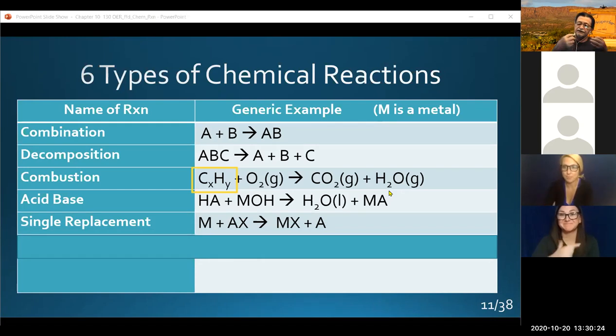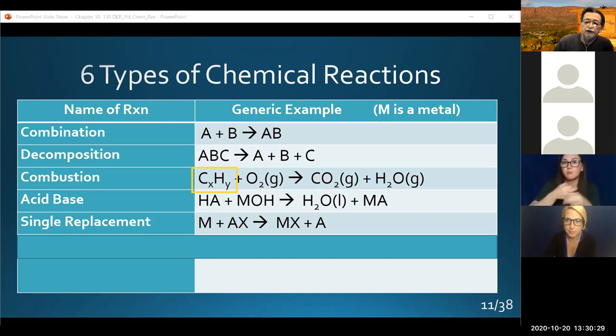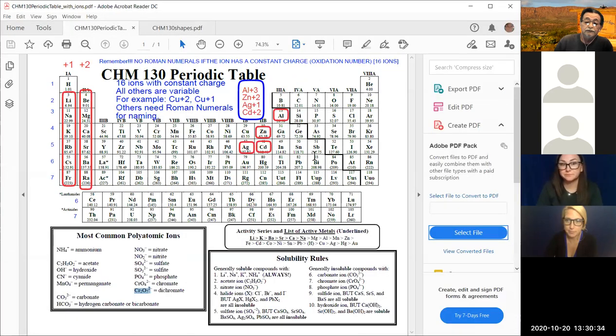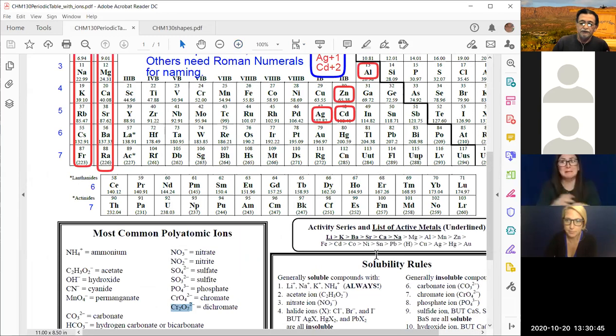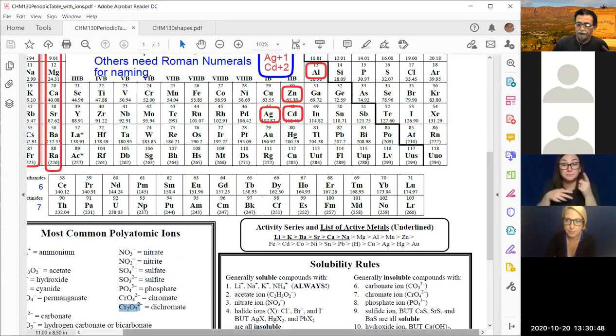Then we have what's called a single replacement reaction. Now, you'd be familiar with the periodic table. If you're not by now, hopefully you get to be, because I refer to it quite a bit. In the periodic table, right above the solubility rules, we have what's called the activity series. What this does is list a certain amount of metals, not all of them, by their relative reactivity. So lithium is the most reactive metal in this group.